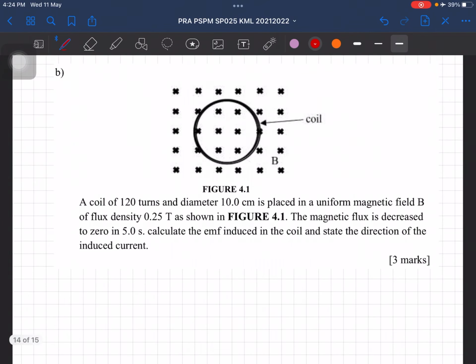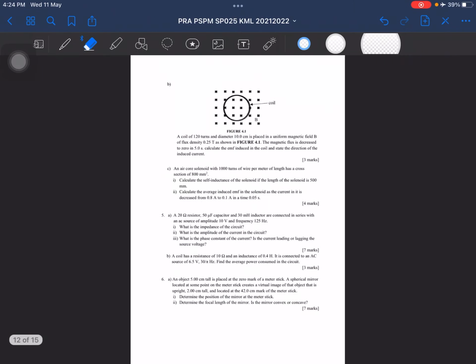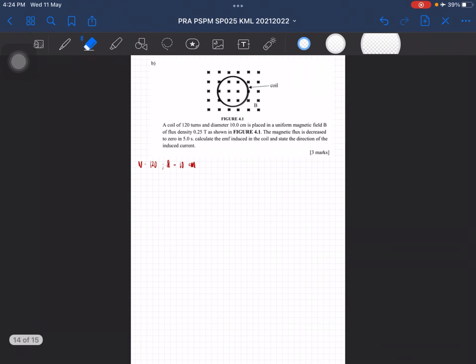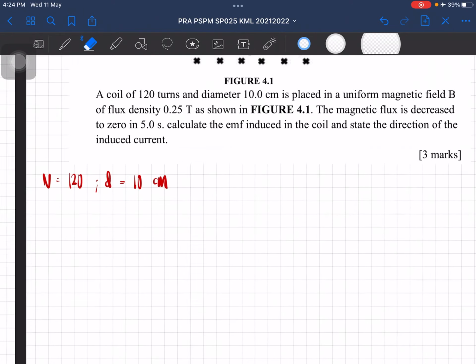And then question B. So this is a coil which has 120 turns with a diameter of 10 centimeter. So that is... Why? This is question 4, right? Oh, I have forgotten to take screenshot for question C. Later. Okay, so D is equal to 10 centimeters.